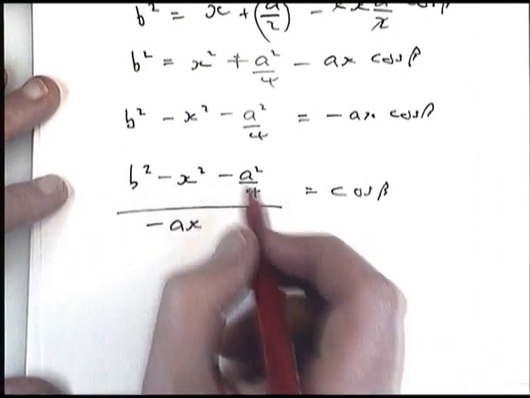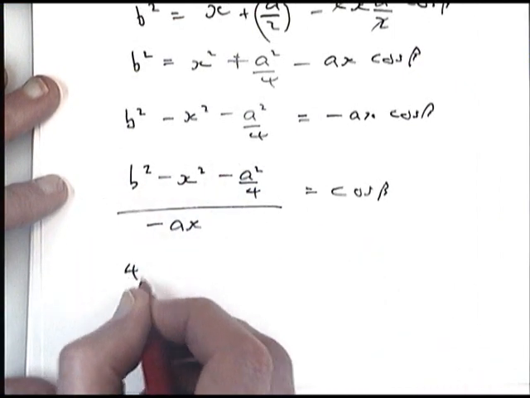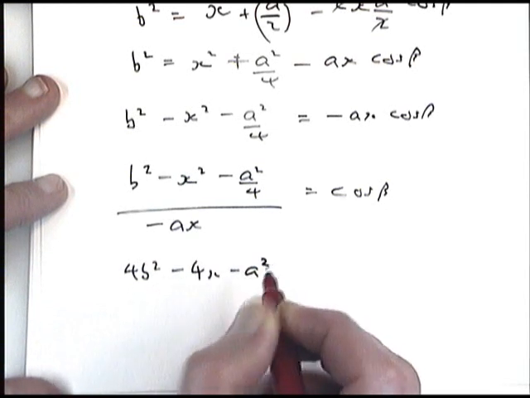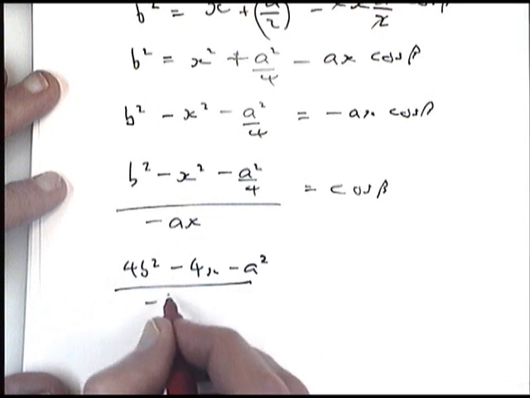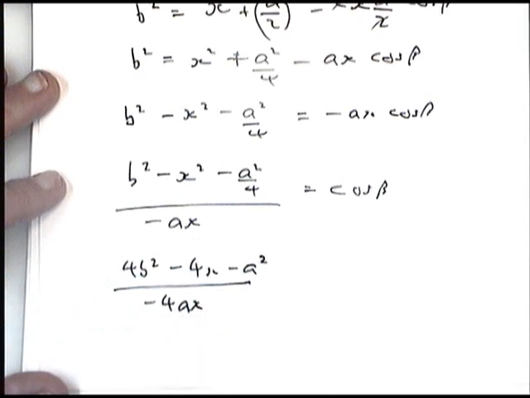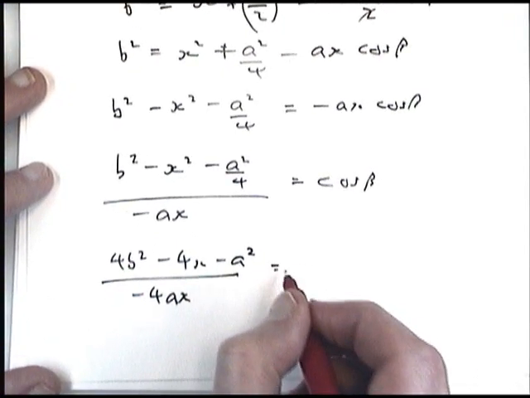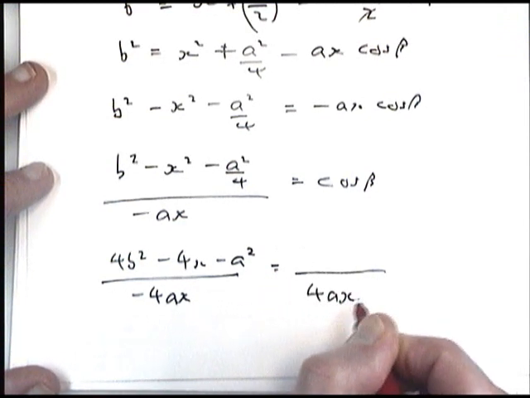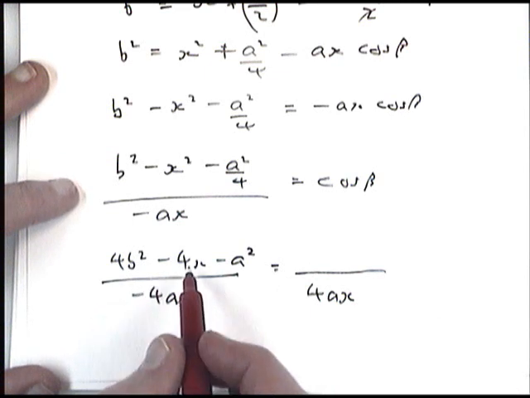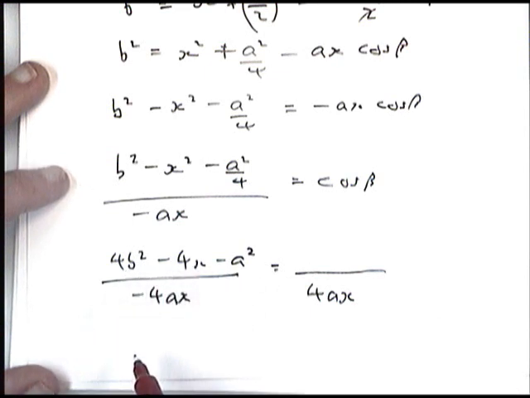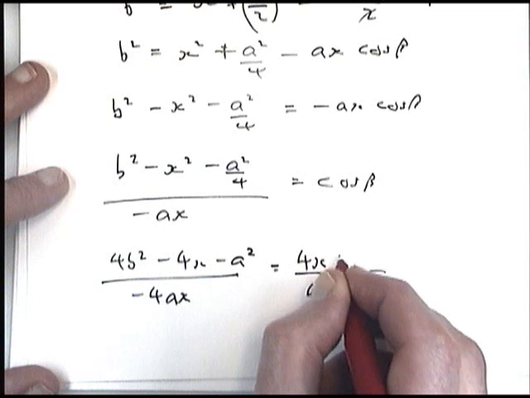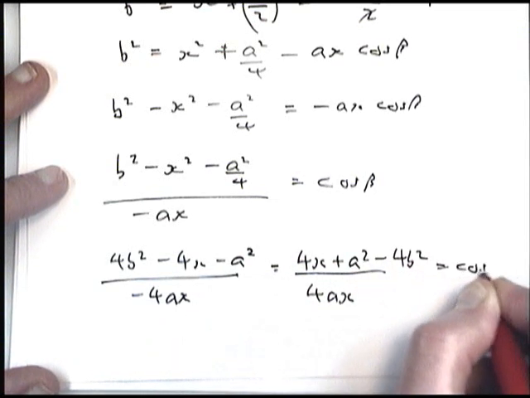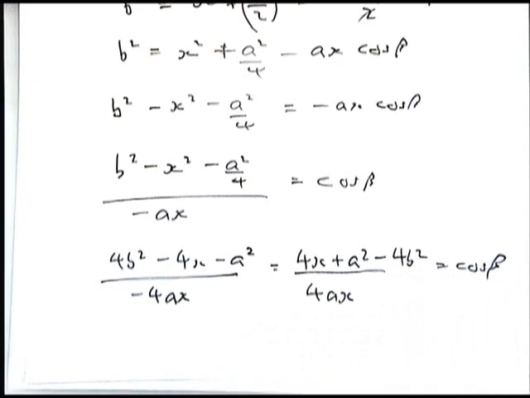Multiply the top and the bottom by 4. Multiply the top by 4, I'll get 4b squared minus 4x minus a squared. Multiply the bottom by 4, I get minus 4ax. Now times the top and the bottom by minus 1. Times the bottom by minus 1, I get 4ax. Times the top by minus 1, everything here is going to have its sign changed. So I'm going to have 4x plus a squared minus 4b squared. And that's my expression for cos beta.